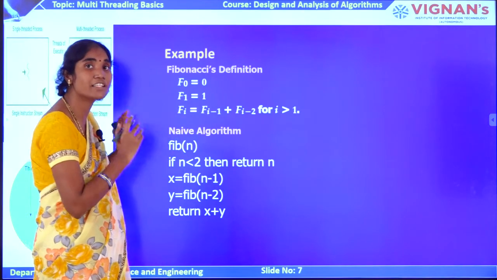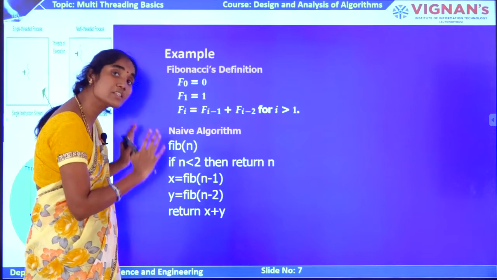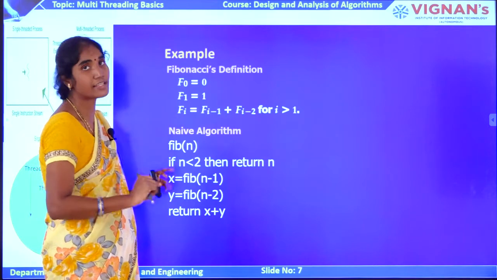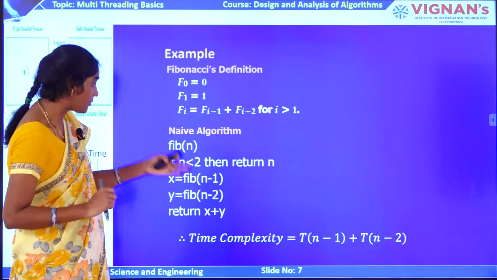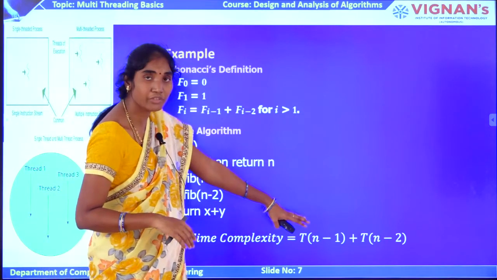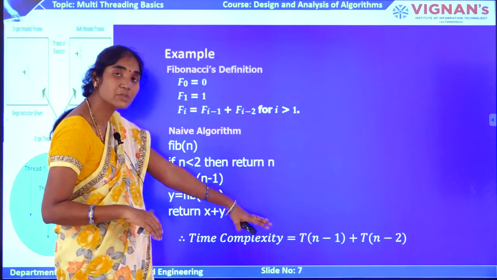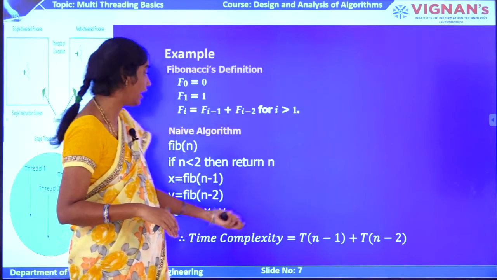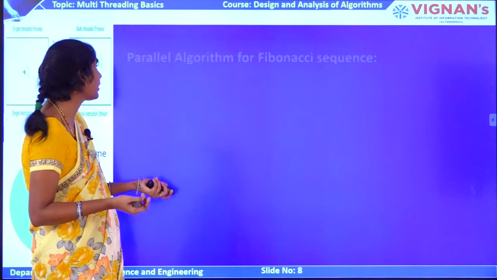Till now we have learned this Fibonacci sequence algorithm, and this works only on a single processor system. Now coming to the time complexity, it is the time required for finding fib of n minus 1 plus fib of n minus 2, and together it is big O of n. We have seen this already.